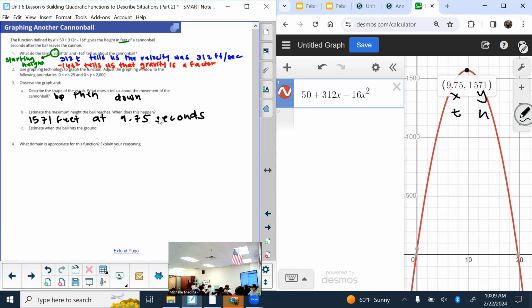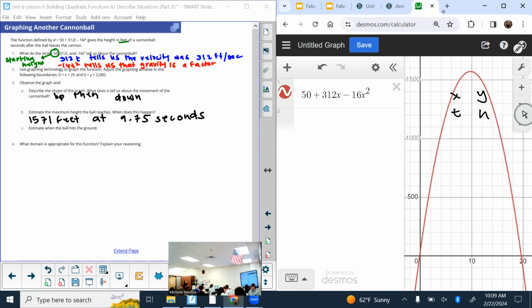Table 7. When does the ball hit the ground approximately? 50 feet. Okay, where would my ground be in this picture? Look at my screen. It would be when the Y is 0, because if this is supposed to be height, when height is 0, that's when it hits the ground. So the x-axis is my ground.